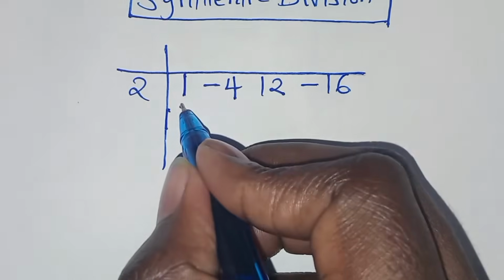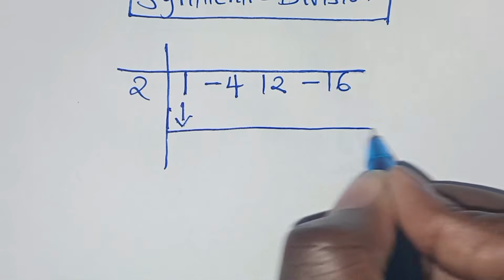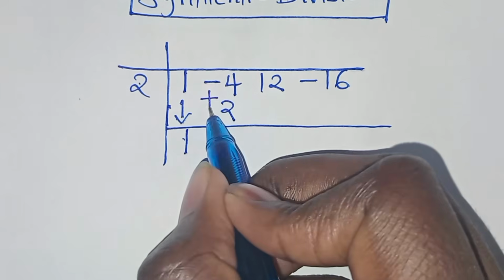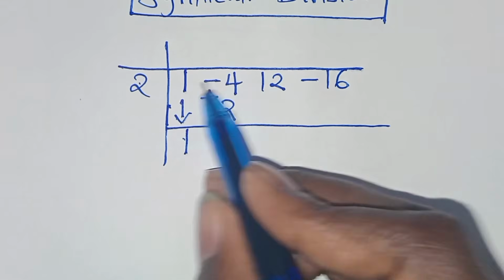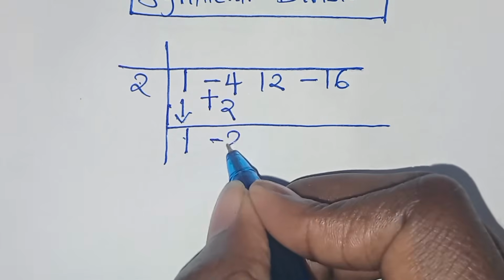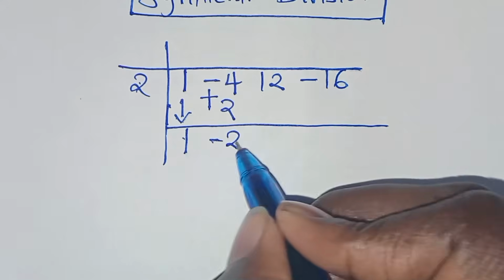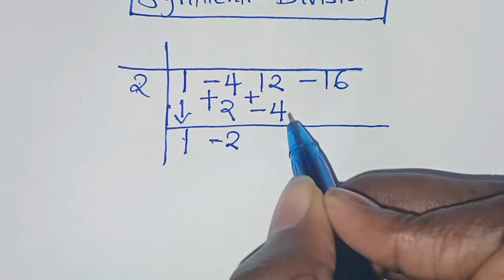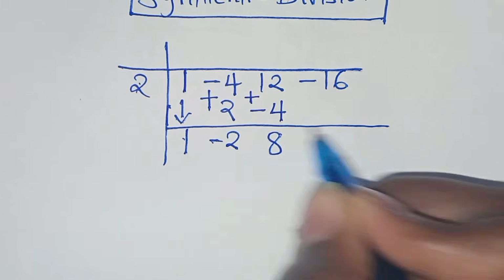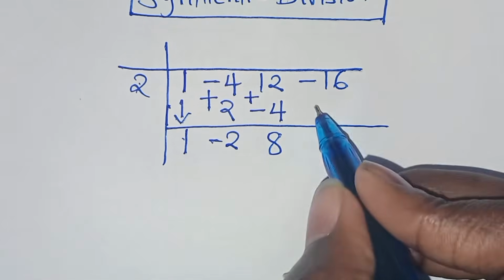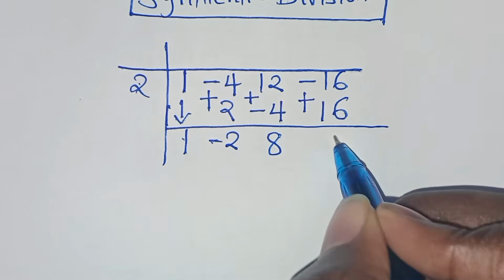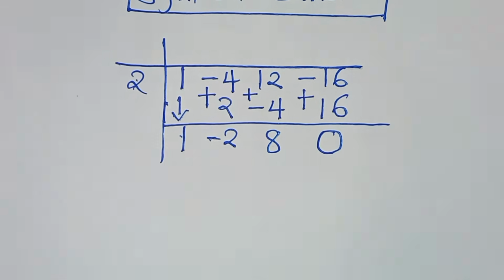So let's drop this 1 here, so that now we have 2 times 1, this is 2. Let's do some summation here, minus 4 plus 2, this is minus 2. Then 2 times minus 2, this is minus 4. Again, 12 plus minus 4, this is equal to 8. Then 8 times 2, this is equal to 16. Minus 16 plus 16, this is equal to 0.